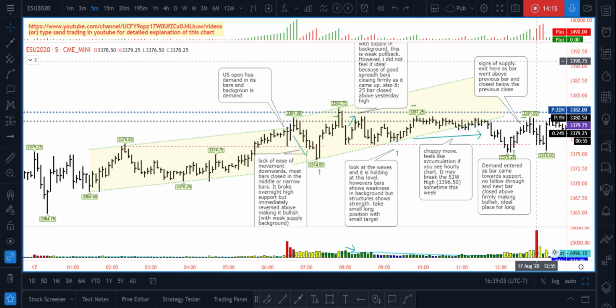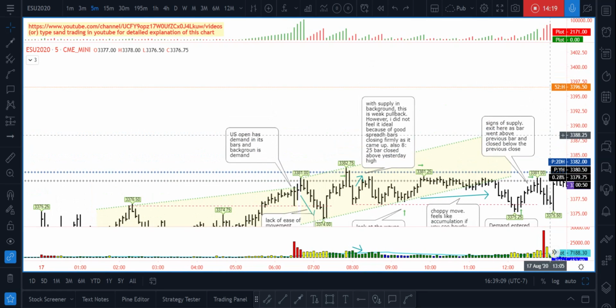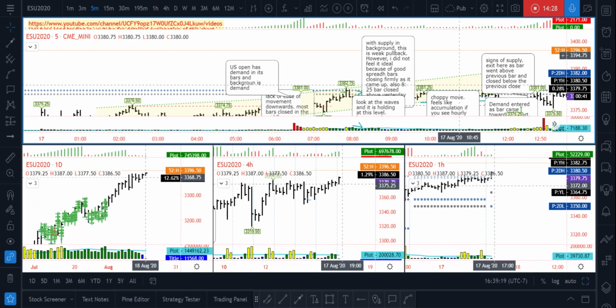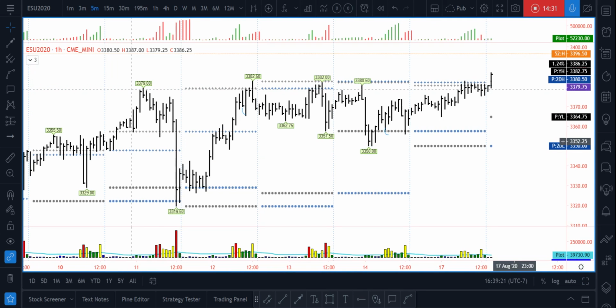I think it is trying to break the 52-week high. As you can see, it is somewhere around here. Yeah, 33,9650. A lot of accumulation is happening. You can see from my 1 hour chart. See, the 1 hour chart shows me that the accumulation is happening. See these bars, all these bars: it comes up and closes, comes down and closes. See now, actually, it kind of broke that today's high.